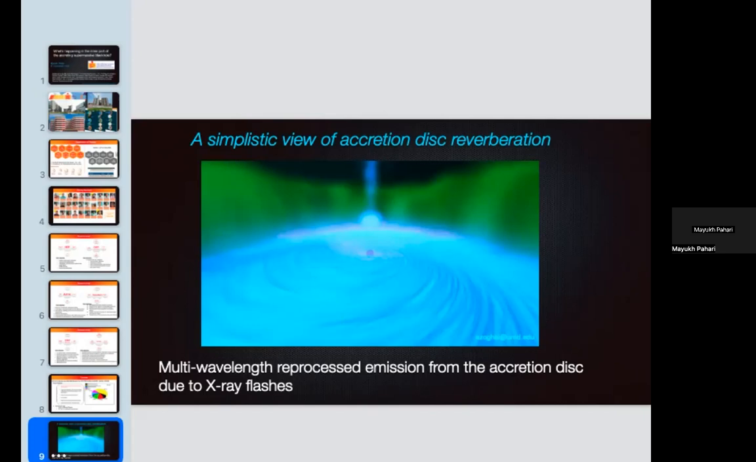So what he does with this filtering is he separated out the faster and the slower variability by using a filter, where they have used a box cut filter. These are different techniques.